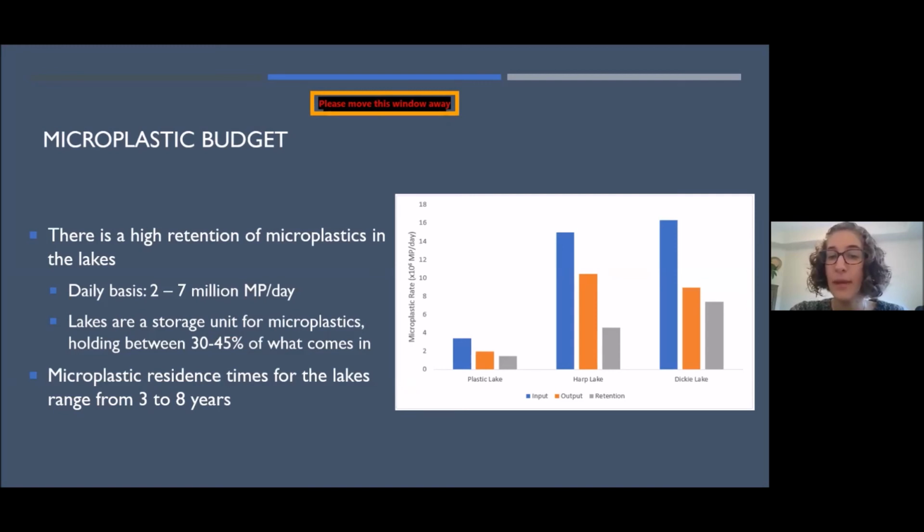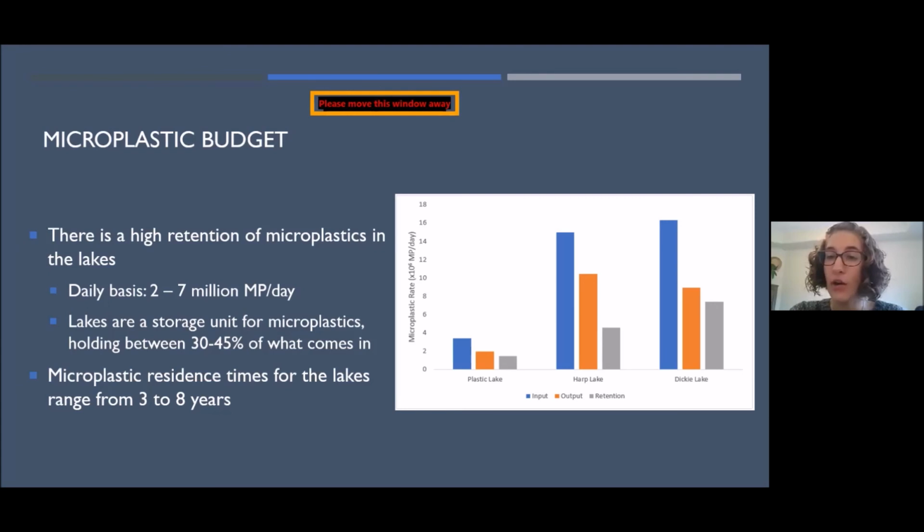So the daily microplastic input rate to the study lakes range from 3 to 16 million microplastics per day, with the daily microplastic output rate ranging from 2 to 10 million microplastics per day. This can be seen in the blue and orange bars in the figure. This means that there is a high retention of microplastics in each of the study lakes, with between 2 and 7 million microplastics being retained in the study lakes on a daily basis.